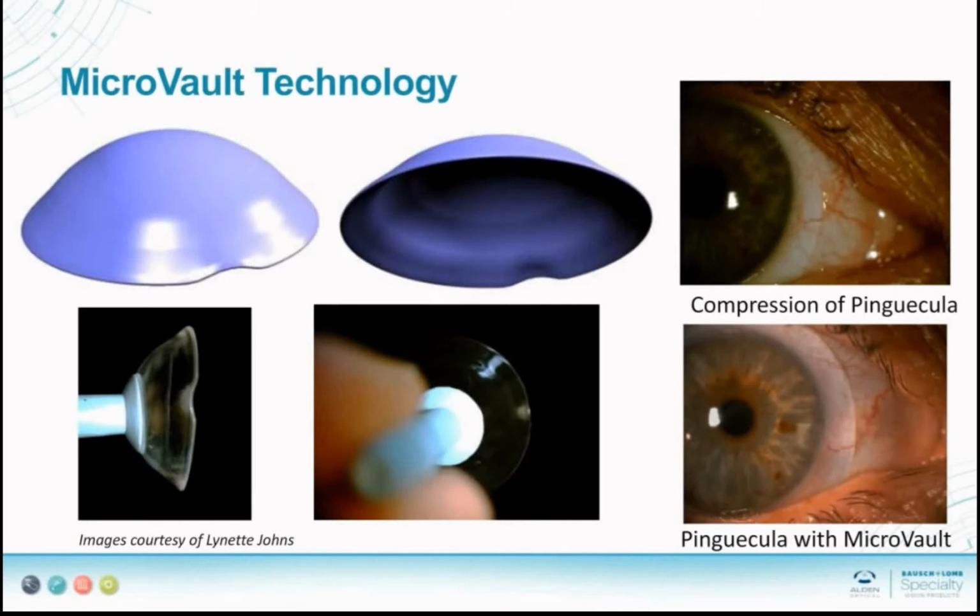Microvolt Technology is a vaulting feature of Zen Lens that can help bridge over a peripheral elevation like a pinguecula or an internal elevation like a nodule. Consultation can help design a lens with this feature.